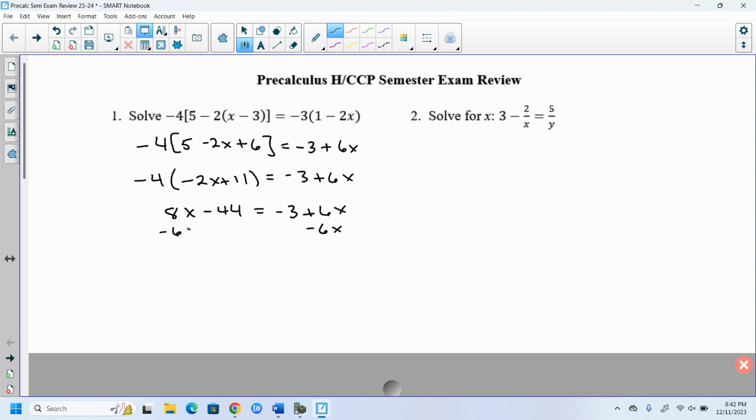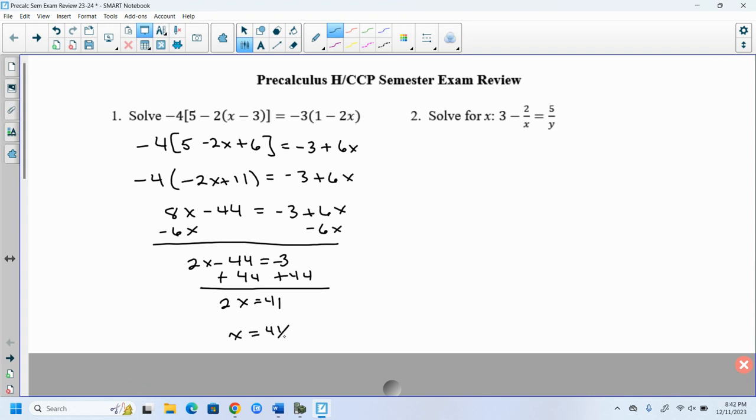Subtract 6x, and 2x minus 44 equals -3. Add 44, and I end up with 2x equals 41. Divide by 2, and you get 41 halves or 20.5. Either one's fine for that.